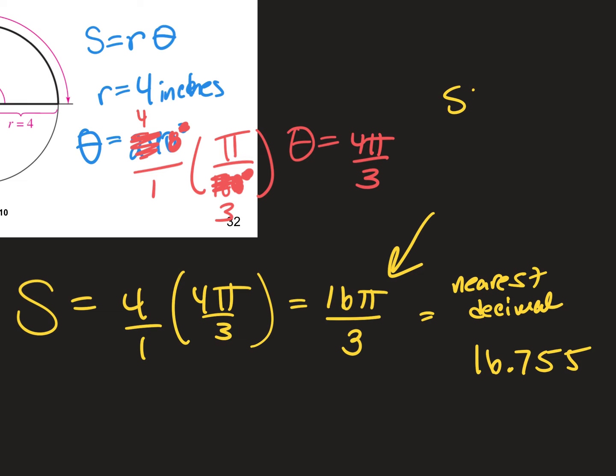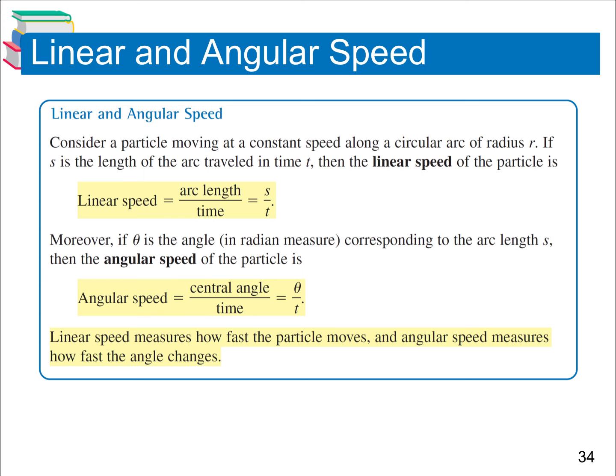Think about that. S equals R times theta. If they gave me S and they gave me theta, how would I find R? Divide both sides by theta, right? And you get R equals... It's just manipulating the formula, just solving. Nothing crazy. Next one I want to talk about is linear speed.